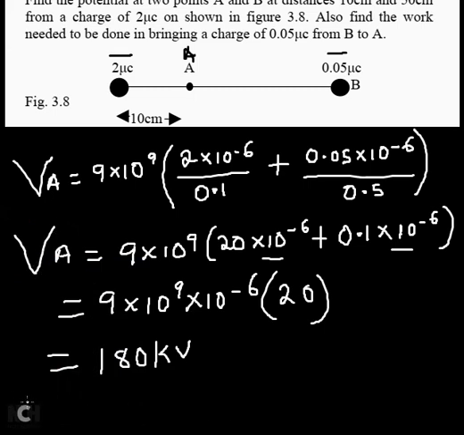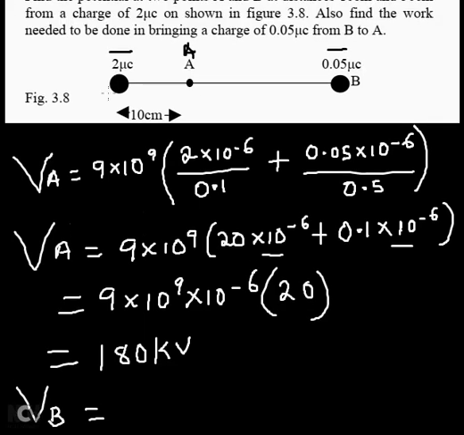The next is we're going to get the electric potential at point B. Now the electric potential at point B will only be due to the charge of 2 microcoulombs. The charge of 0.05 microcoulomb will not create any potential, because it is already at point B. There's no work done in moving a charge to the same position. So the work of the 0.05 microcoulomb charge is 0, and the only work that you get is the work due to the charge of 2 microcoulombs.